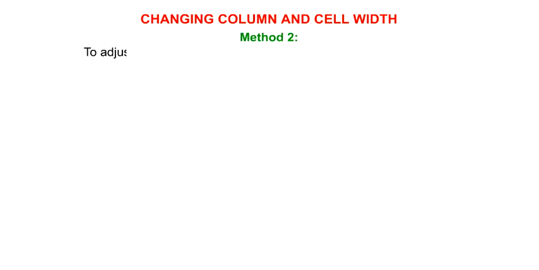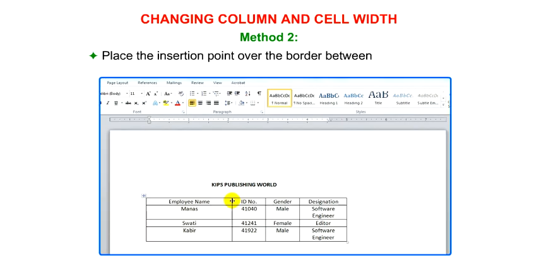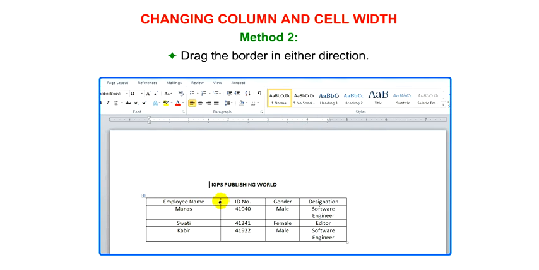Method 2. To adjust the size of columns and cells, perform the following steps. Place the insertion point over the border between two columns. The insertion point changes to a double-headed arrow. Drag the border in either direction.